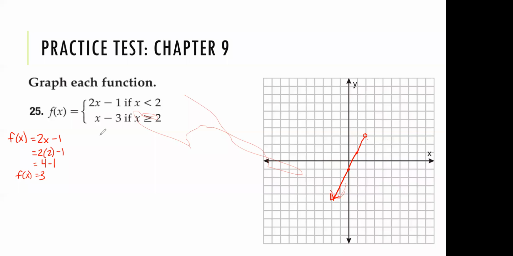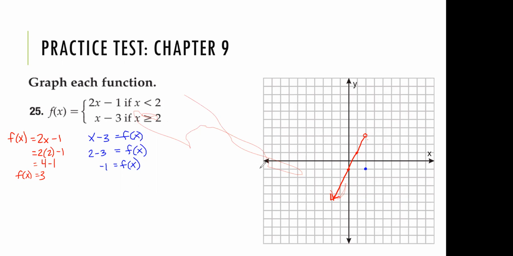So now I've got x minus 3 if x is greater than or equal to 2. So I'm going to plug in 2 for x. And this ends up being negative 1, right? Now it says greater than or equal to 2. So when x is 2, f of x is negative 1. So this is going to be a closed circle because it's greater than or equal to 2.